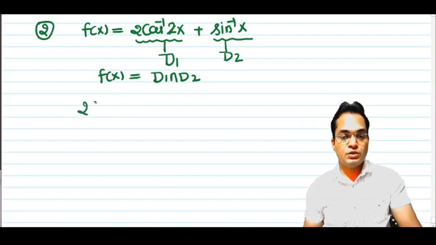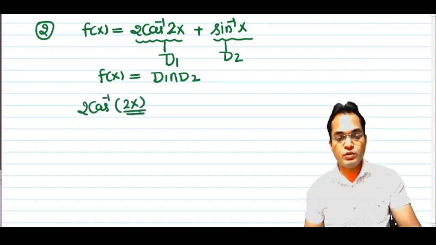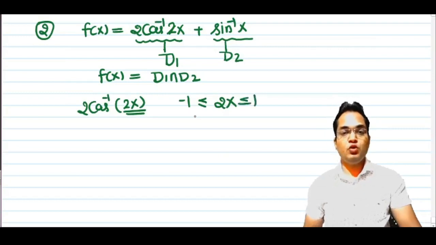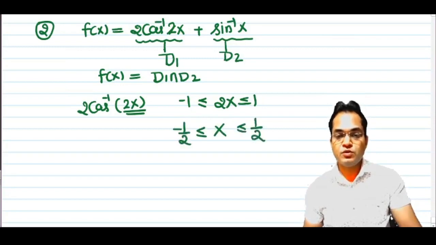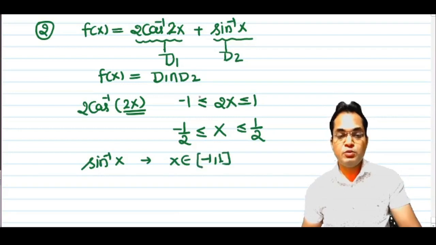Then what is the domain of d1? As we know, the domain of d1 is decided only by this factor 2x. Since 2x lies between -1 to 1, when we divide the inequality by 2, we obtain -1/2 to 1/2. Got it? And what is the domain of sin inverse x? All of you know, the domain of sin inverse x is -1 to 1. Now we have to take the intersection.